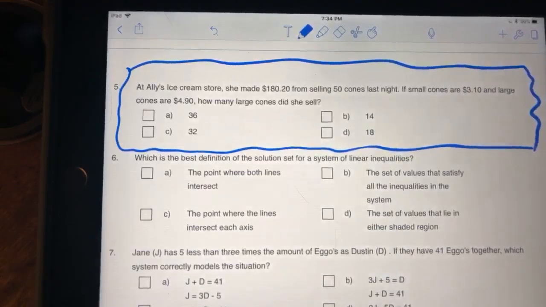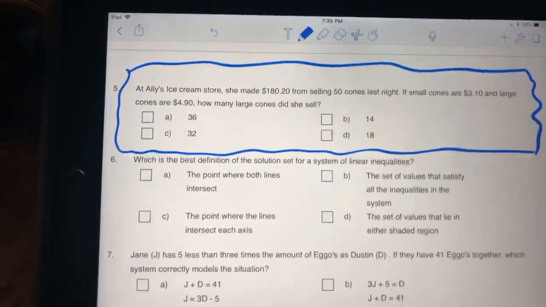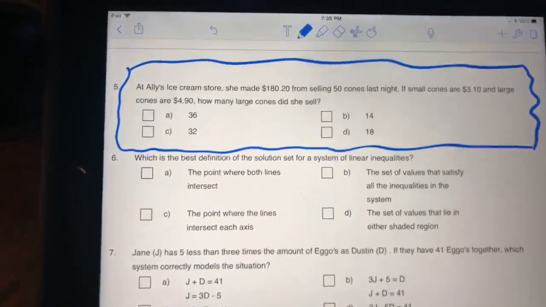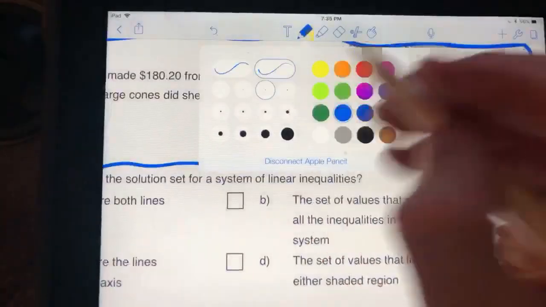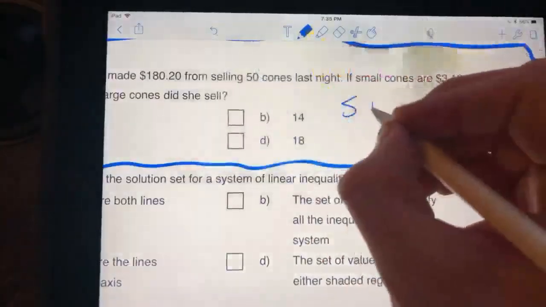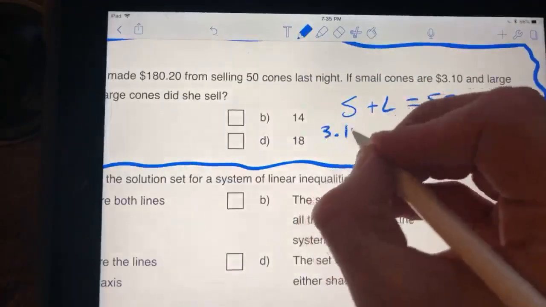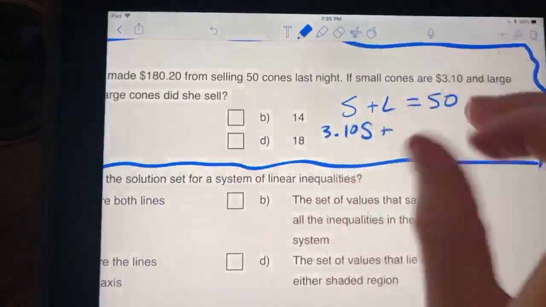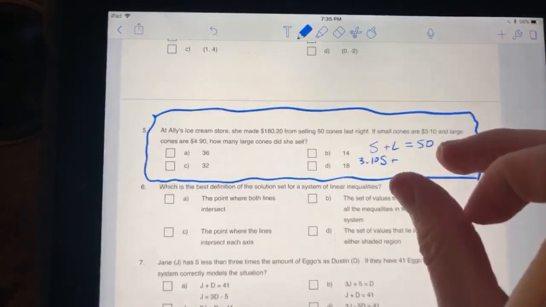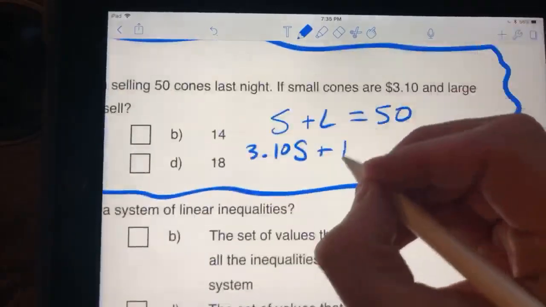All right, so we want to set this up first, right? We can't just type in a matrix from a word problem. So it looks like we're talking about small and large cones, and that tells me S plus L is 50. Then small cones are 3.10, and large are 4.90.